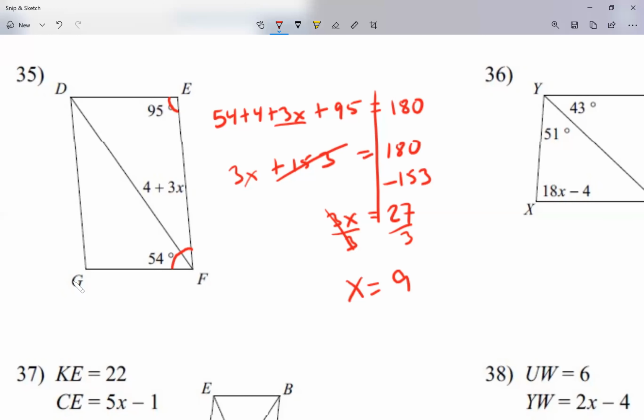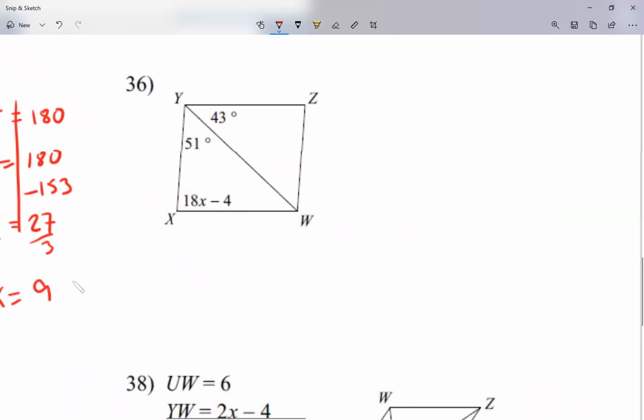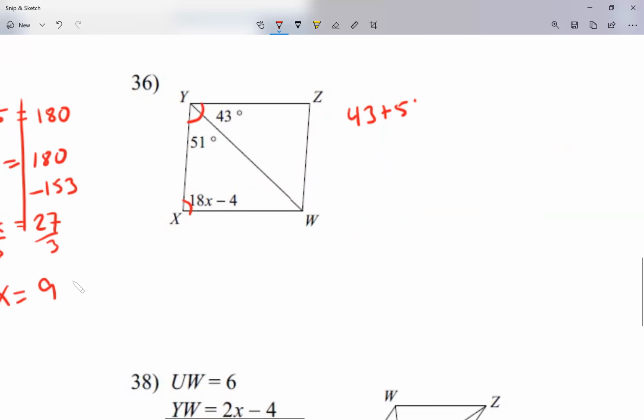Let's take a look at question number 36. The entire angle y and angle x, those two are adjacent angles, so they must add up to 180. So let me add everything. 43 plus 51 plus 18x minus 4. Right, I'm adding everything, and this is equal to 180.